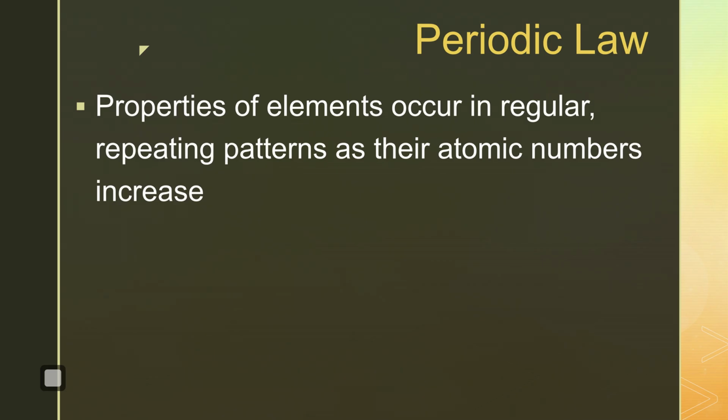All right, so the way Henry Moseley looked at it is he proposed this idea of the periodic law, where the properties of elements occur in regular repeating patterns as their atomic numbers increase. So we're going to see in a moment, the idea is as you go across a row, we obviously change the chemical and some physical properties. But then as we go to the next row, we see those same chemical properties showing up again as you go back to the first column and then change consistently across the row.